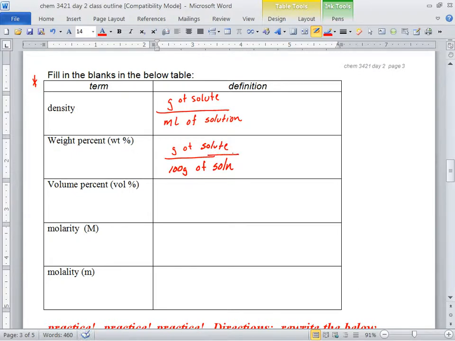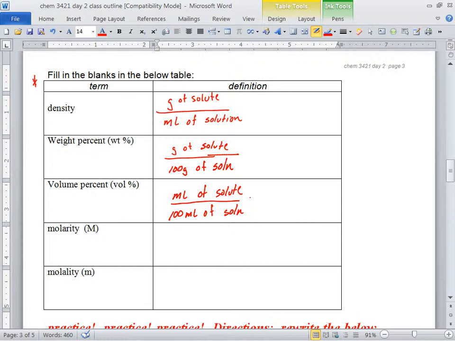Grams of solute over 100 grams of solution. Volume percent. Just guess, Gloriana. If that's what weight percent is, what would you guess volume percent is? Milliliters of solute all over 100 milliliters of solution. I'm already getting lazy. SOLN is my solution.